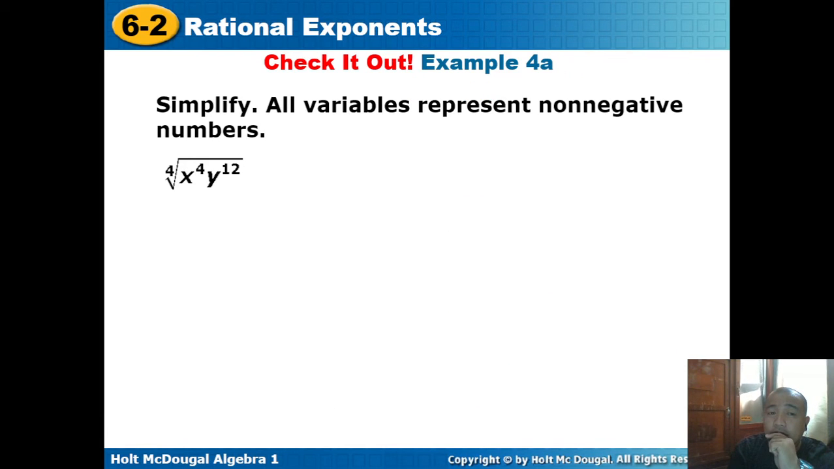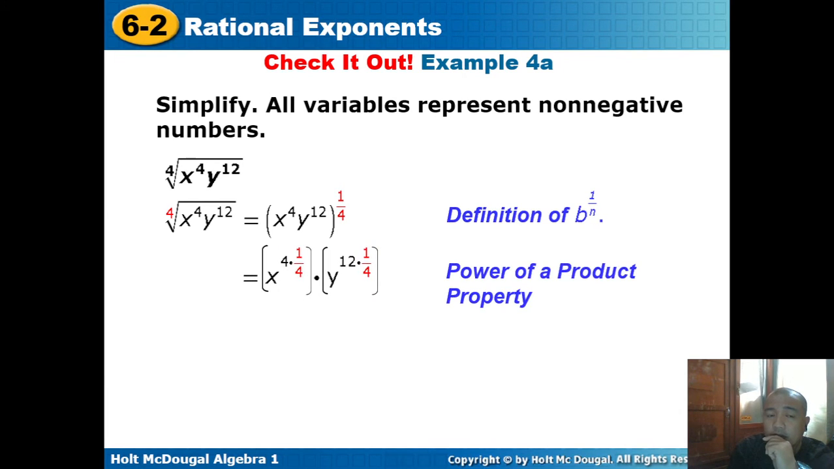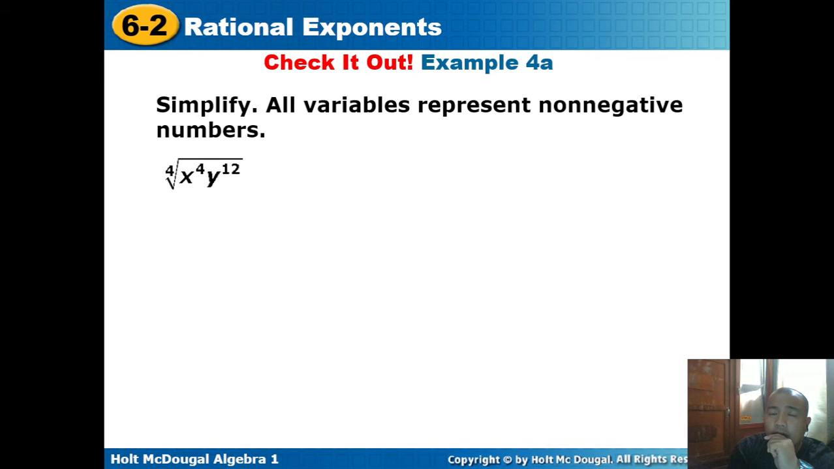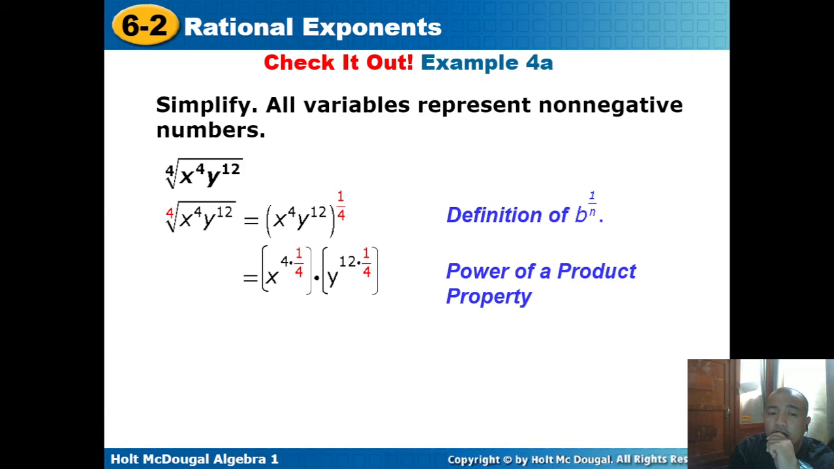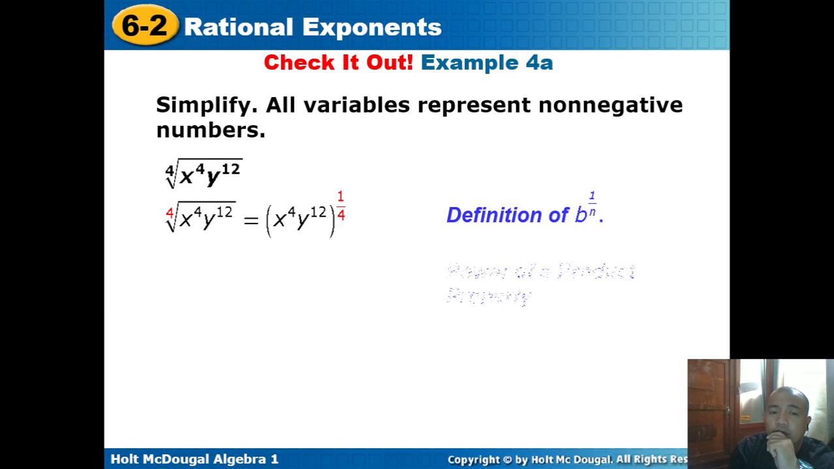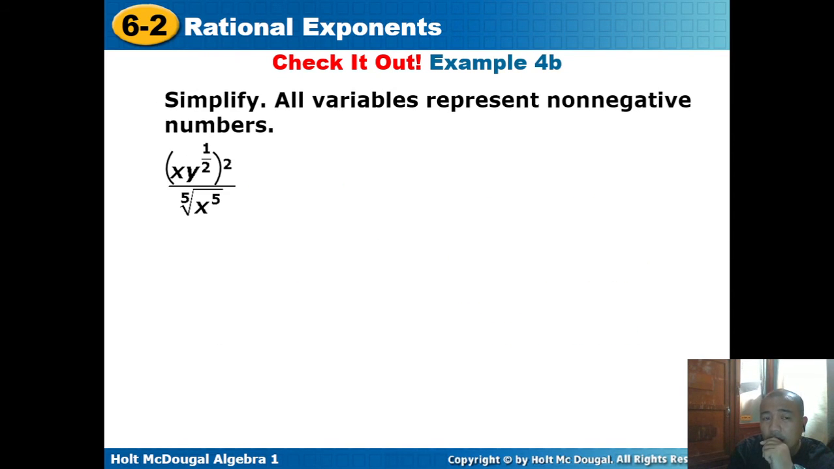All variables represent non-negative numbers. The 4th root of x to the 4th, y to the 12 can be written as x to the 4th, y to the 12 raised to 1/4. Okay, multiply the exponents. Simplify: x y cubed. It's similar to what we solved earlier. So still the answer is x y cubed. Same x y cubed. Alright, we solved that. Let's proceed to the next.